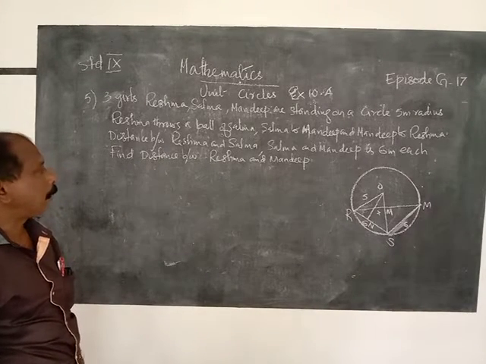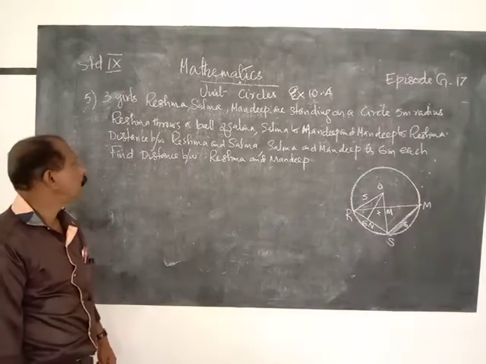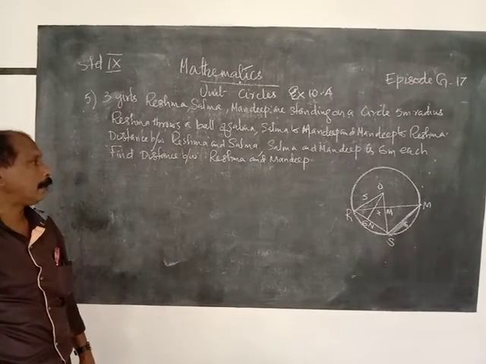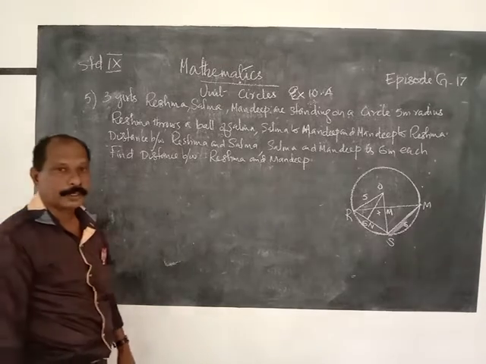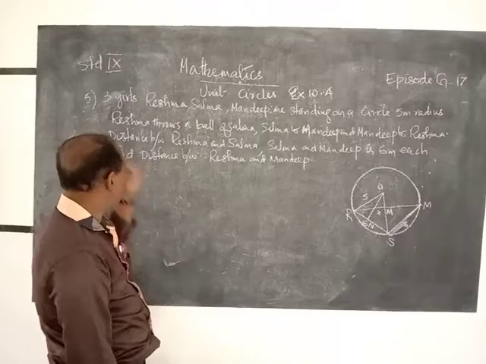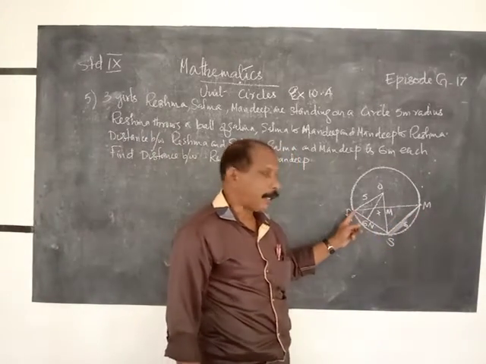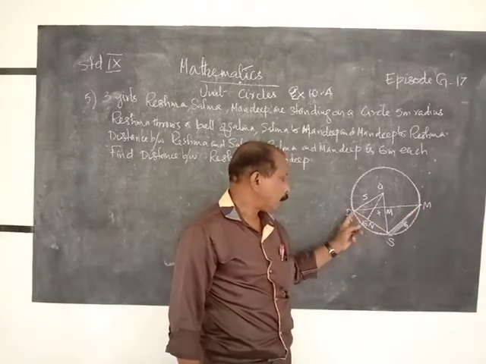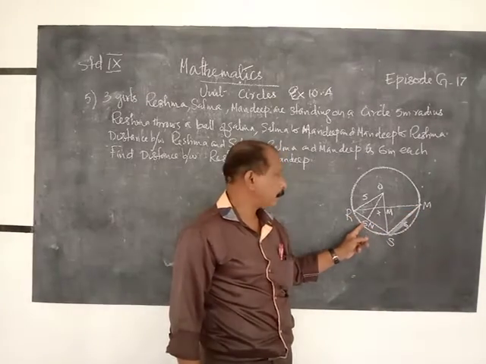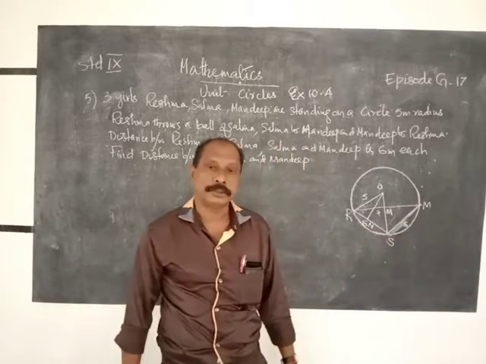Reshma throws a ball to Salma, Salma to Mandeep and Mandeep to Reshma. The distance between Reshma and Salma, Salma and Mandeep is 6 meters each. Find the distance between Reshma and Mandeep. That means R is Reshma, S is Salma and M is Mandeep. Therefore, RS is equal to 6 meters and SM is equal to what? It is also 6 meters.